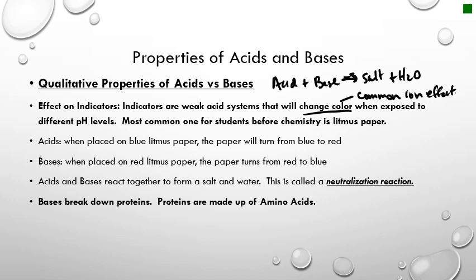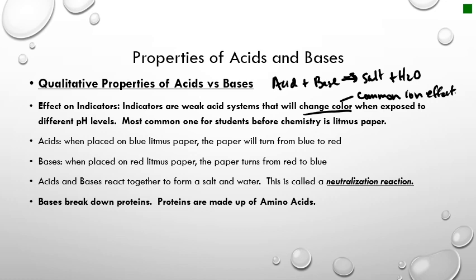The additional acid or base from our reaction will be supplying the extra hydrogen ions or hydroxide ions into the indicator, which will then cause it to shift from one direction to the other, which will cause a change in colors. The most common one that you guys have probably used before your chemistry, back in your biology class, was litmus paper.